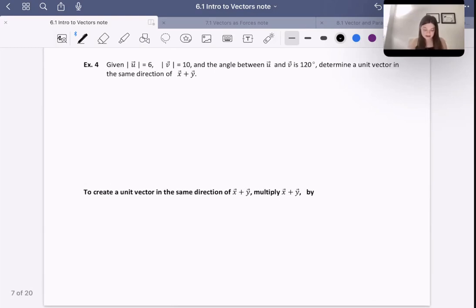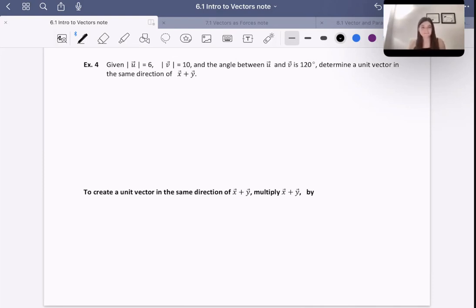All right, let's try example 4. Example 4 says, given that the magnitude of u is equal to 6 and the magnitude of v is equal to 10, and the angle between vector u and vector v is 120, determine a unit vector that's in the same direction of x plus y.